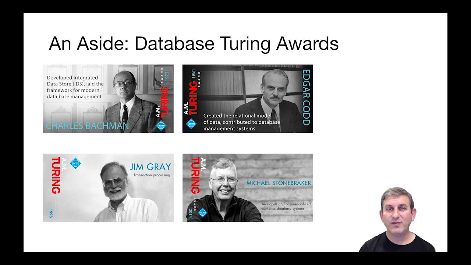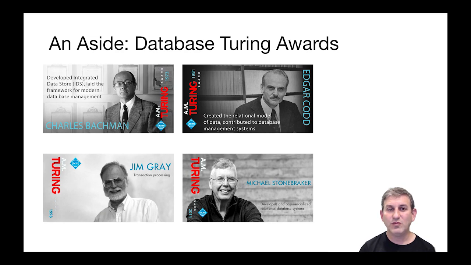As an aside, there have been four Turing Awards given in the field of databases. The first was to Charles Bachman, who developed some of the earliest databases, including a system called IDS. He won the award in 1973. The second was to Ted Codd, who invented the relational model. He won the award in '81.